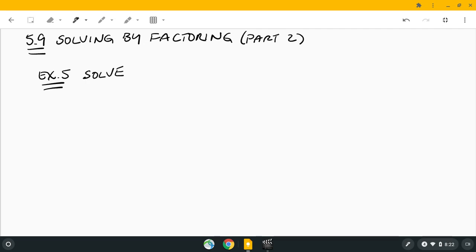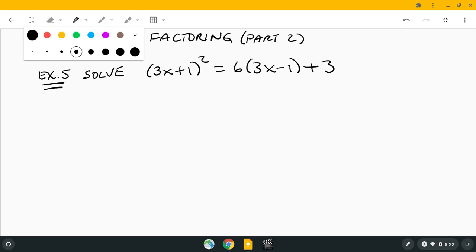And suppose that I have this one. 3x plus 1 squared equals 6 times 3x minus 1 plus 3. Okay, so yeah, not as nicely set up as the other examples. But all you have to do here is multiply these out.